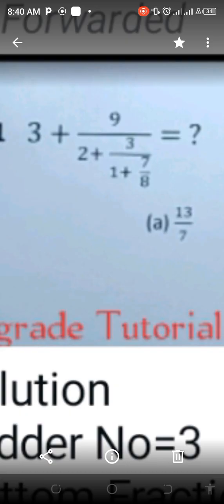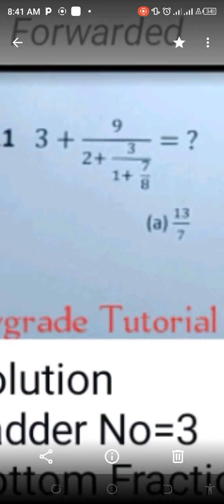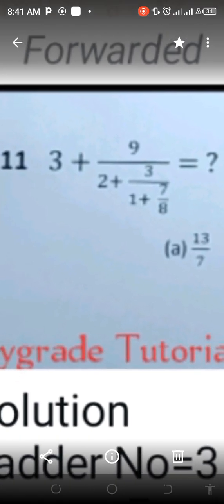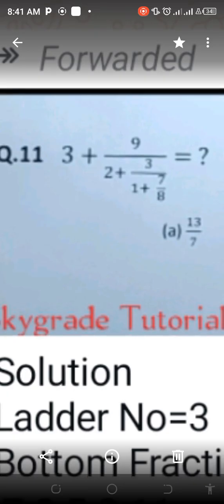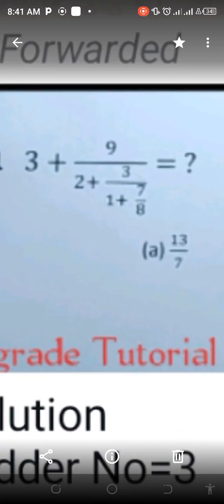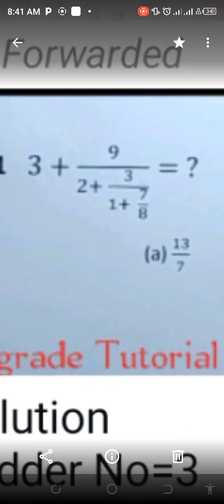Yeah, you. 4 ladder. No. The next person. 4 ladder. I say wrong. Next. Good. This is a 3 ladder fraction. The ladders are counted from the bottom. The first whole number, which is 1 plus, is the first ladder. Second ladder, 2 plus. Third ladder, 3 plus.